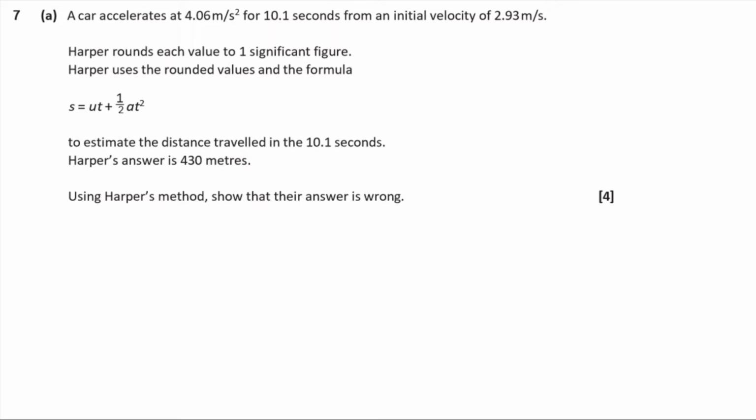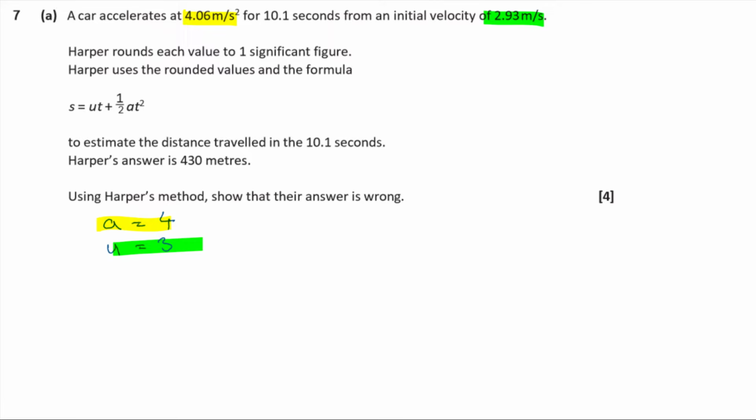Right, so we're going to round each one of these off to one significant figure first. So the car accelerates at 4.06 meters per second squared. Then that means that our acceleration to one significant figure is going to be 4. Our value of u is the initial velocity, isn't it? u is the initial velocity. So if I take 2.93, so a was 4, came from there, and then u is this one. 2.93 rounded off is going to be 3.